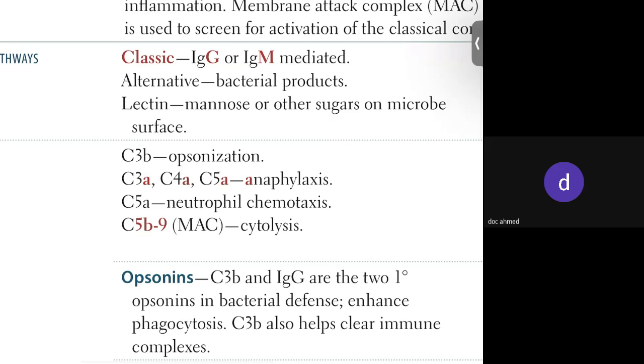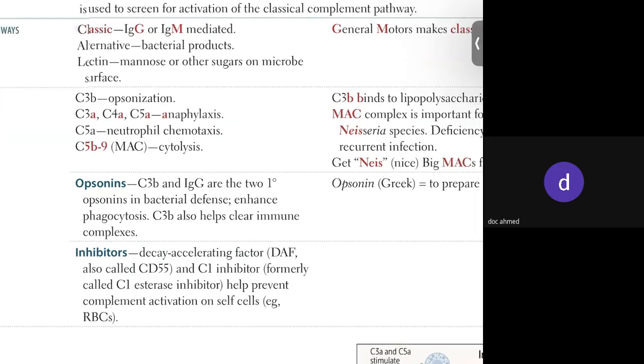C3b, opsonin. What is opsonin? You know that. Opsonin is anything which helps attract a lot of immune cells to the site. Is it clear?